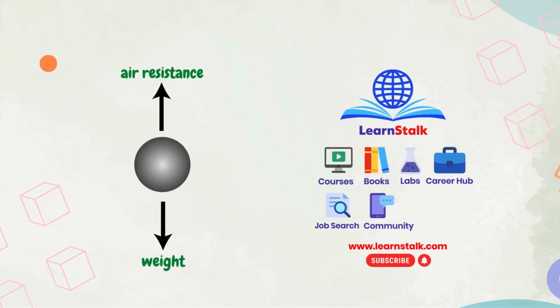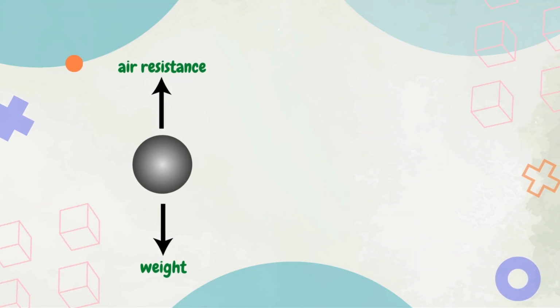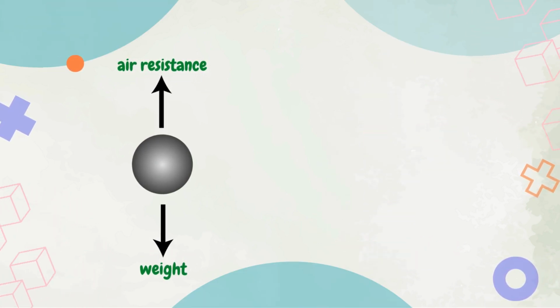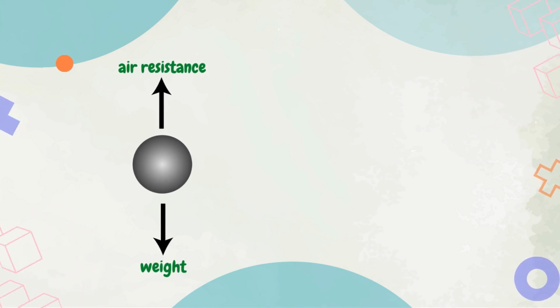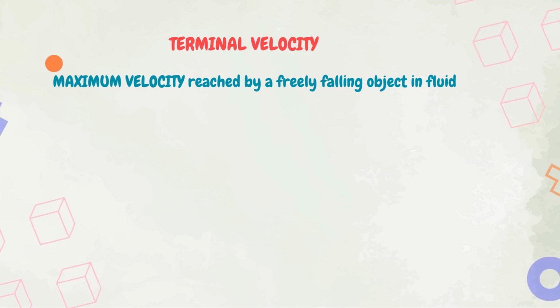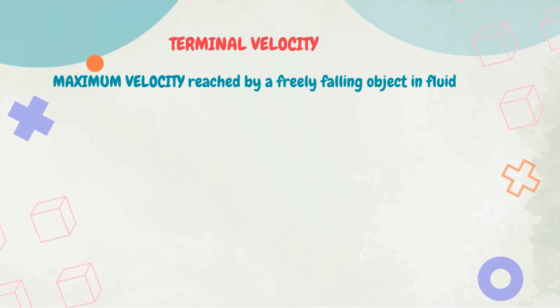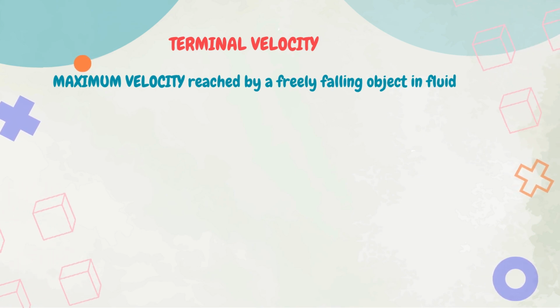Ever wondered how fast a falling object can really go? Spoiler alert, there's a point where gravity and air resistance play tug of war. Let's break down the science behind terminal velocity. Terminal velocity is the maximum velocity reached by a freely falling object in a fluid. The fluid can be air or liquid.